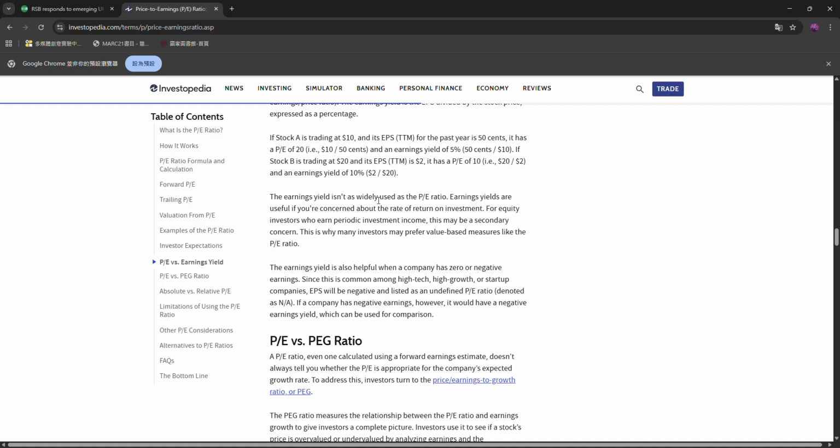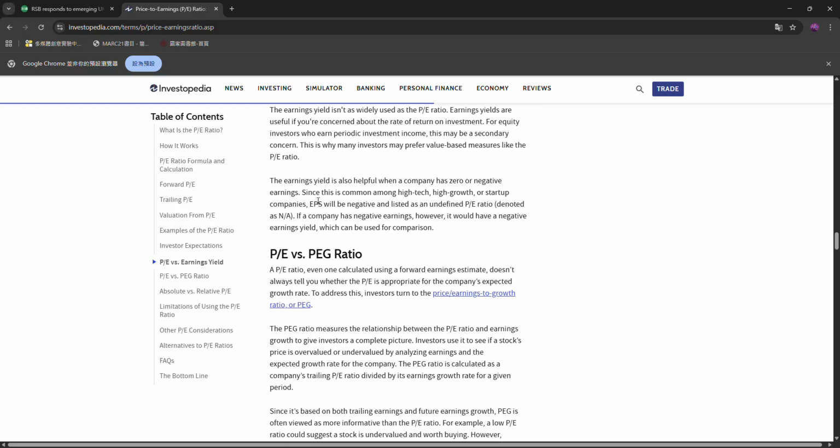The earnings yield isn't as widely used as the PE ratio. Earnings yield is useful if you are concerned about the rate of return on investment. For equity investors who earn periodic investment income, that may be a secondary concern. That is why many investors may prefer value-based measures like the PE ratio.